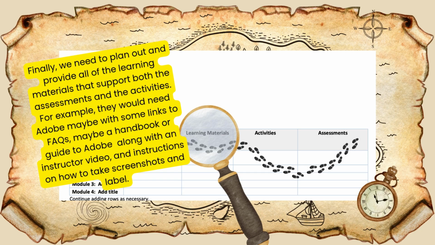So if they're going to explain here and be evaluated on it, maybe they could have some practice here. And then maybe, for example, they could have a link to frequently asked questions about Adobe Photoshop and Illustrator, maybe a handbook if that's possible, or a guide, along with a video maybe you made and instructions on how to take screenshots and label. Those are additional. We expect them to do that. Maybe not everyone knows how to begin with, so you just offer them some instructions.